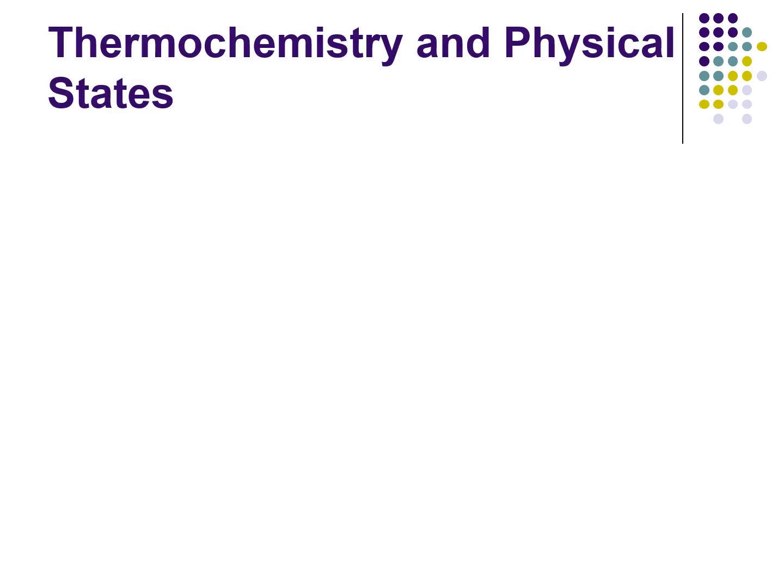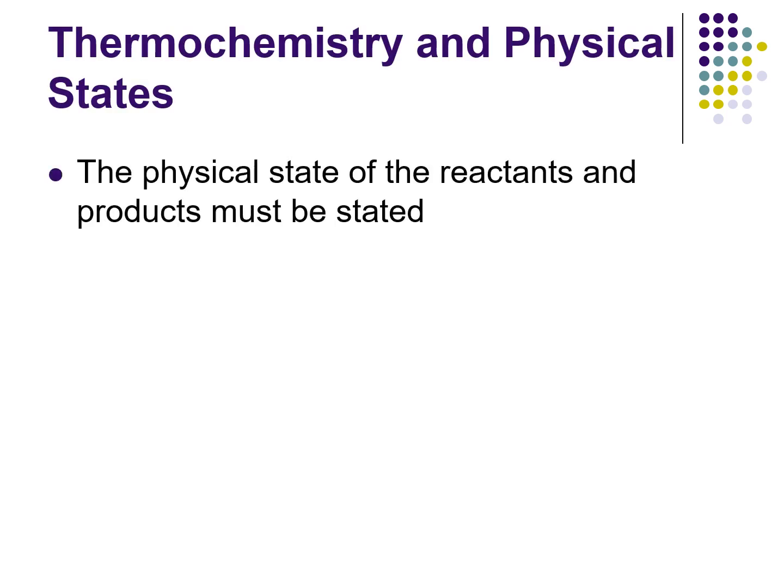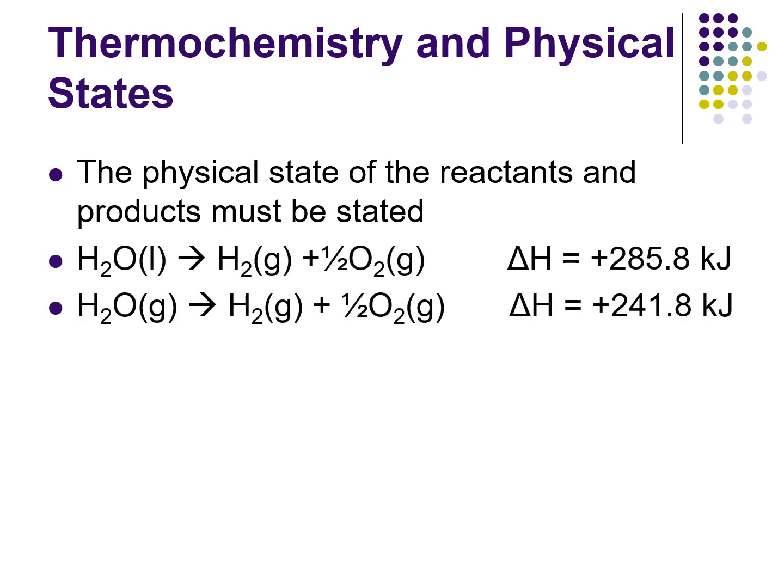Now, thermochemistry and physical states. It is vital when dealing with thermochemical equations that we indicate the physical state of the reactants and products. That's because different physical states, solid, liquid, gas, have different amounts of actual energy, which changes the heat change of the reaction. So here are 2 examples.